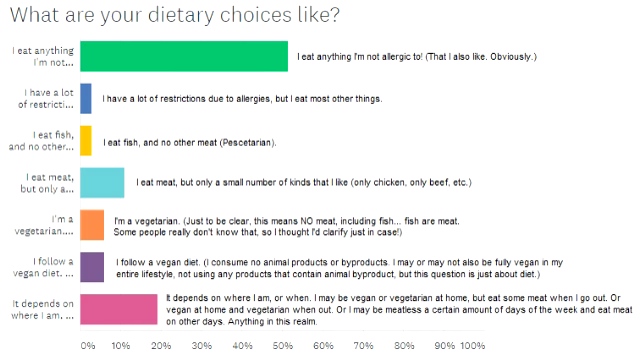The next highest amount was some kind of "it depends on where I am or when, there might be some blending, I'm not strictly one thing or another." The next highest amount, a little more than 10%, said I eat meat but only a small number of kinds that I like, such as only chicken or only beef. That was me before I went fully vegetarian.